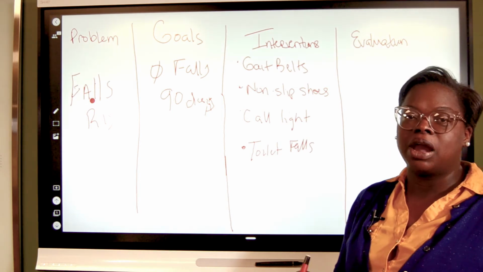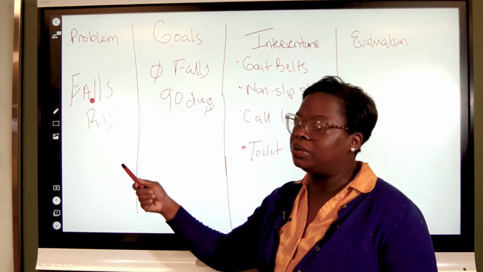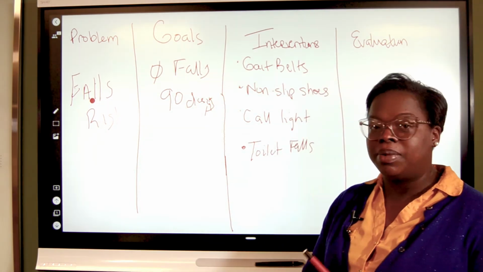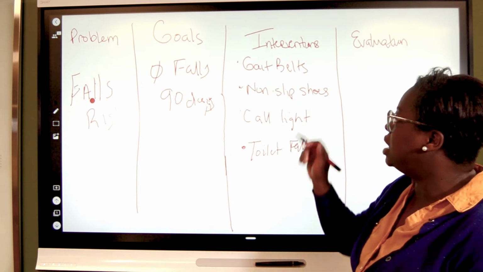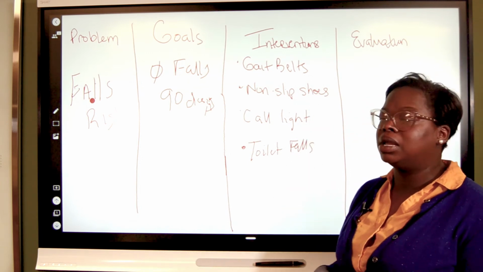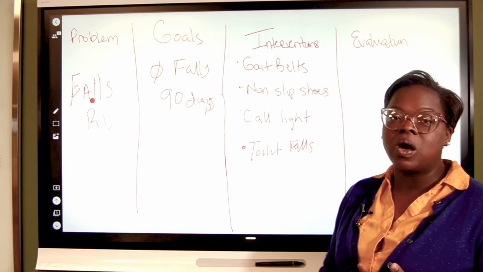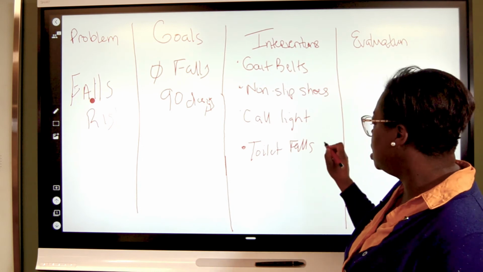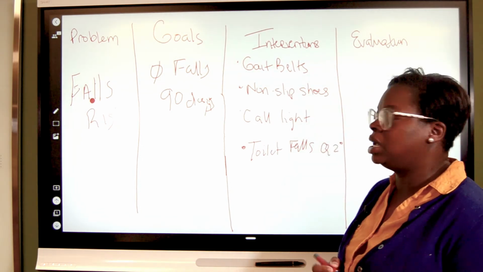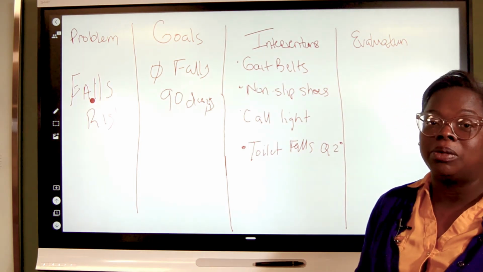So this is what the care plan looks like. They identify a problem, and in this case we said fall risk. They set a goal that the patient won't fall in whatever set amount of time they prefer. And then what's going to keep that resident from falling? Using gait belts, using non-slip shoes, having a call light that's within the resident's reach, and then maybe assisting them to the toilet Q2 hours, which we know from our CNA program that we toilet every 2 hours. So that's what happens in a care plan meeting.